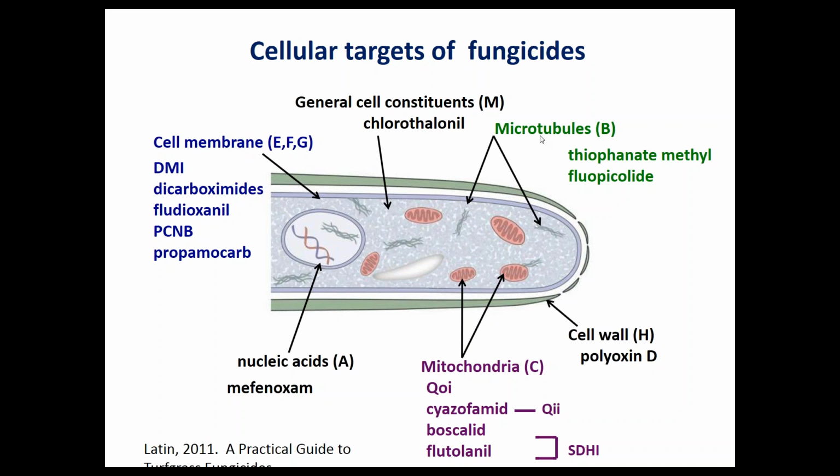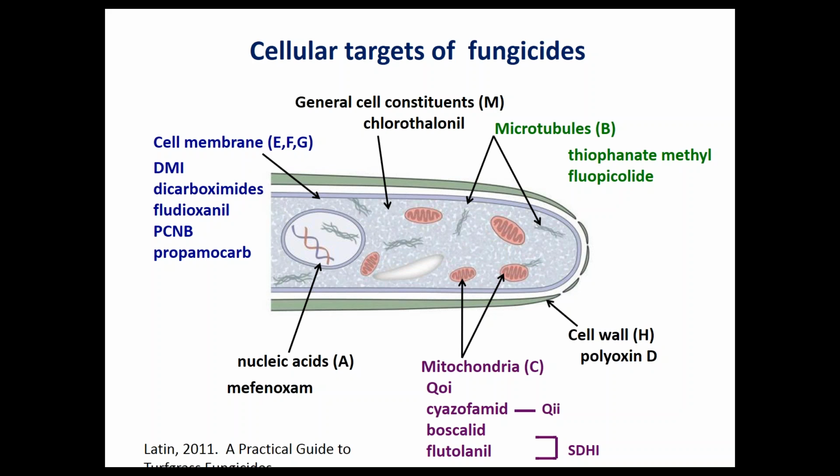The last one here, a really important one for resistance management, obviously, is chlorothalonil. Now, Dr. Latin here just has general cell constituents. What does that mean? Really, what chlorothalonil does is it mucks up the whole system. It binds very tightly to a very important molecule that does a lot of different activities in the cell. It's a molecule called glutathione. And when it binds up those glutathiones, it makes them unavailable to do the other processes the fungus needs. And so the fungus eventually dies back.